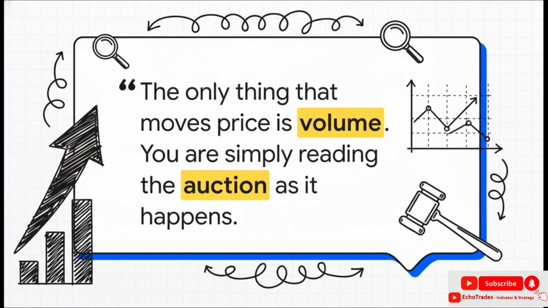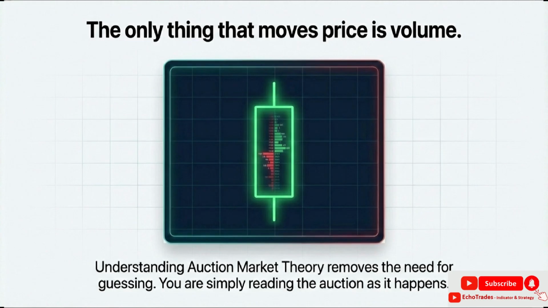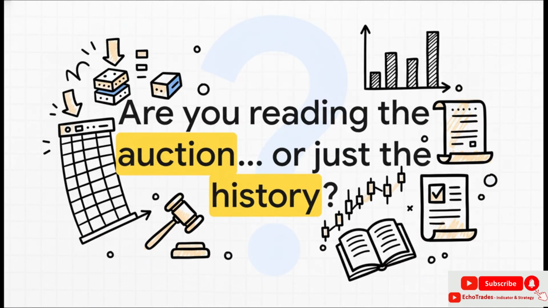That's it. At the end of the day, it all comes down to the simple truth. The only thing that moves price is volume. When you really understand how the auction works, you remove the need for guessing. You're not predicting the future. You are simply reading the auction as it's happening, right now. So I want to leave you with one final question to really think about for your own trading. Are you actually reading the live auction as it unfolds? Or are you just staring at a history book?